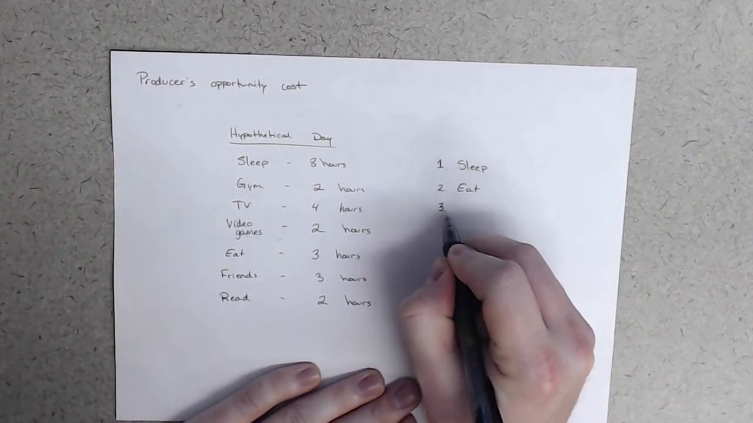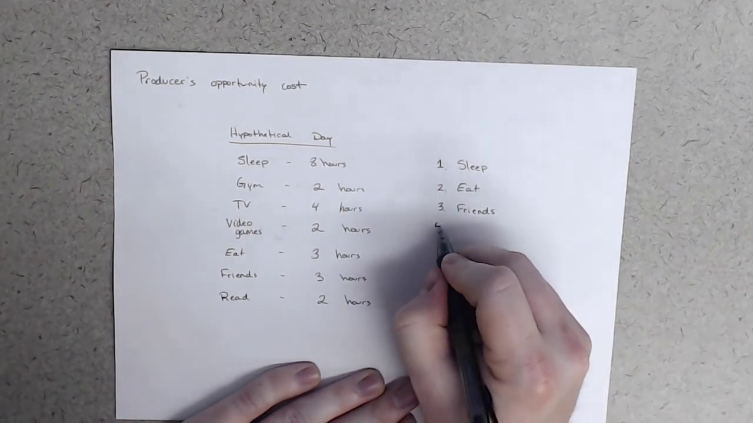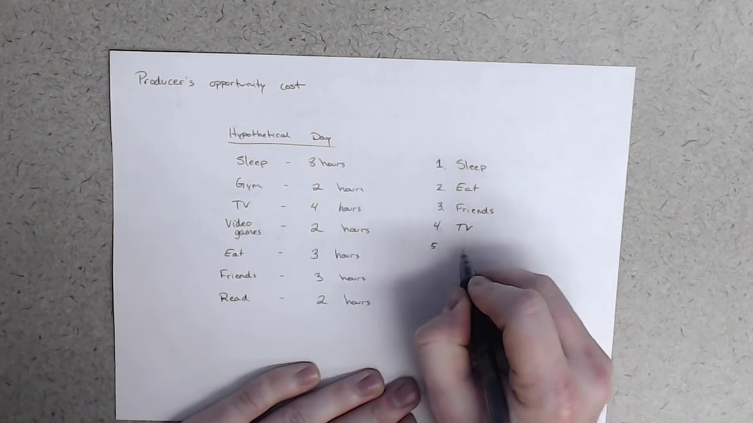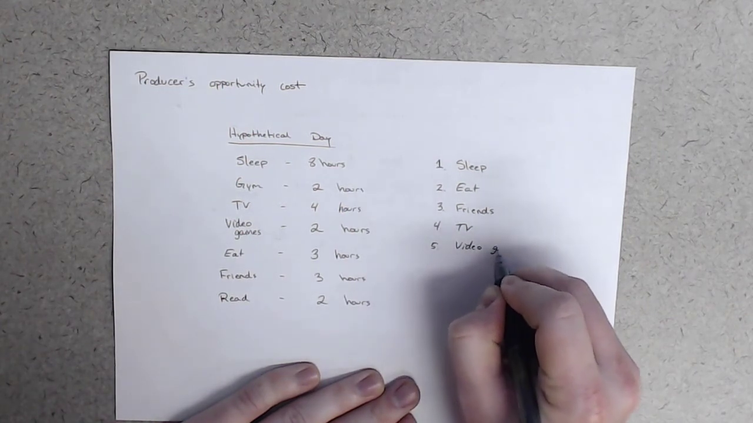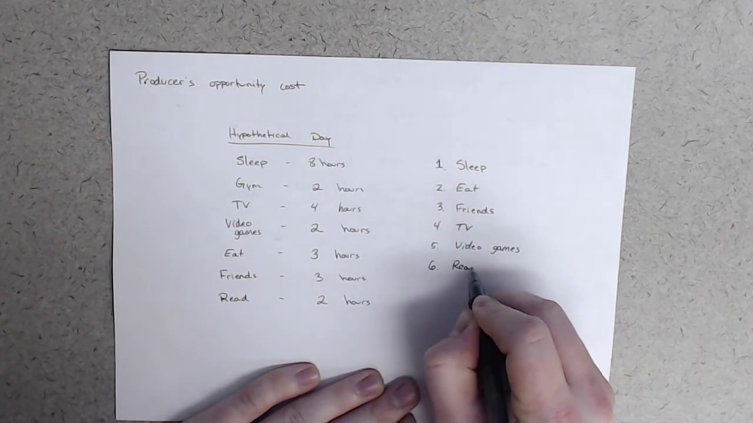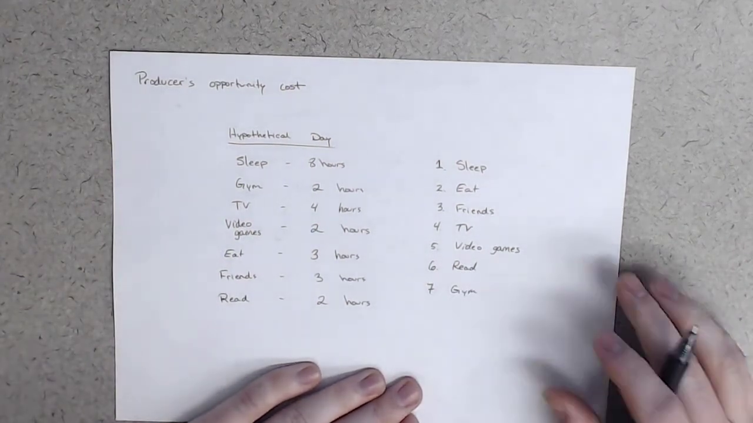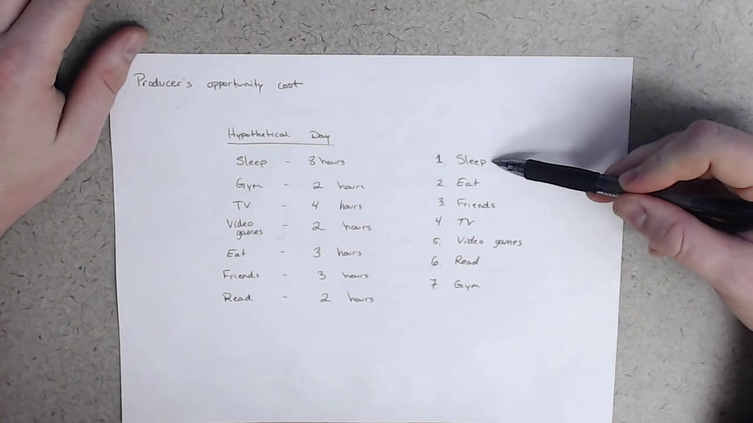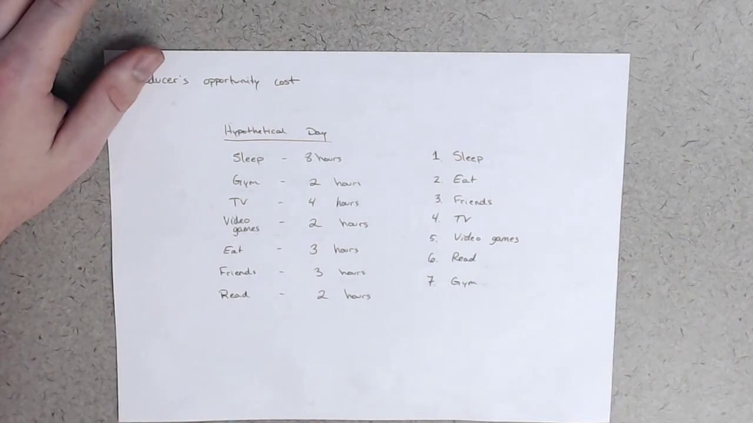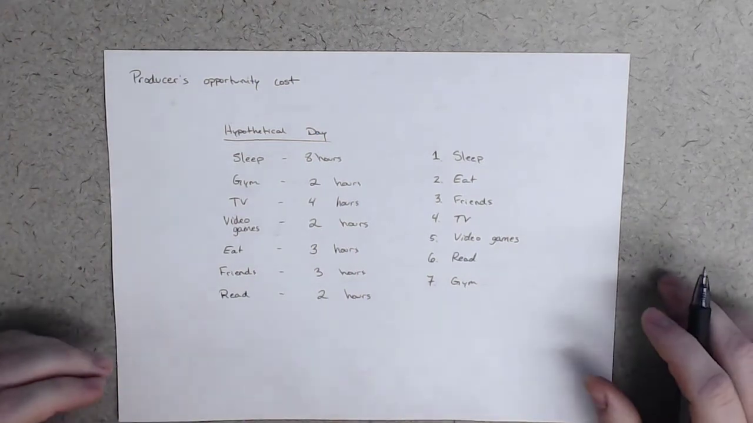Your third priority is perhaps your friends. Your fourth priority is watching TV. Your fifth priority is video games. Your sixth priority is to read. And your seventh priority is to go to the gym, right? So the most valuable thing to you is sleep, and the least valuable thing to you is going to the gym, okay? Now, let's pretend that I asked you to give up 2 hours of your day, right?